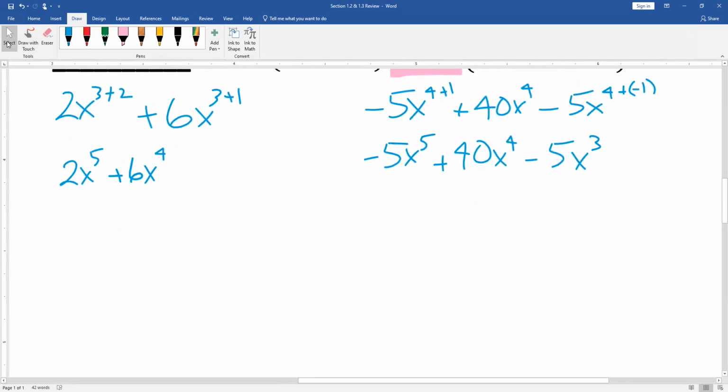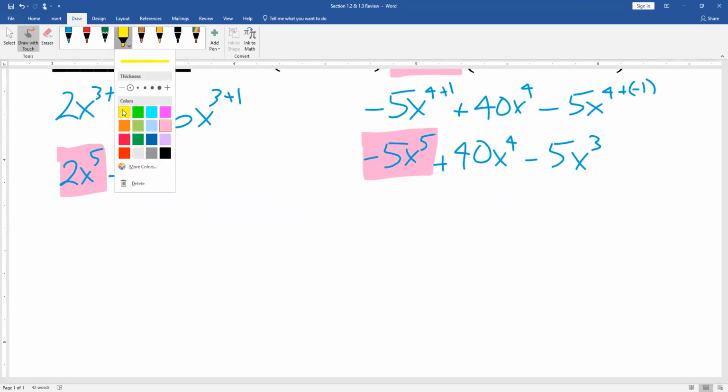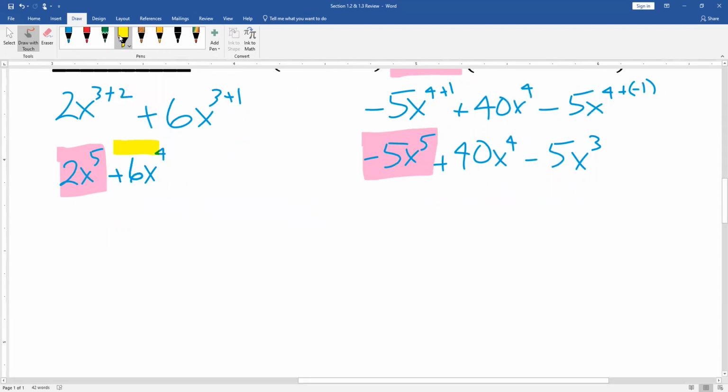Let's see. I'll just rewrite it. No big deal. Actually, we've got it all right here. We can do it here. These are all like one expression. So let's go ahead and highlight our like terms. We have 2x to the 5th, and we also have negative 5x to the 5th. And then we do have an x to the 4th, sorry, 6x to the power of 4, and 40x to the power of 4.